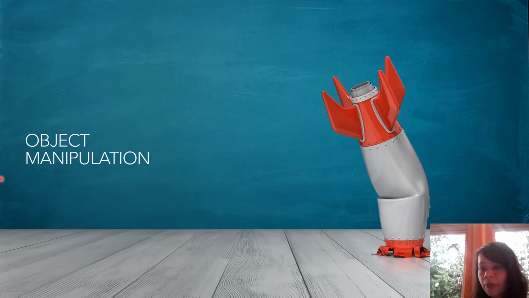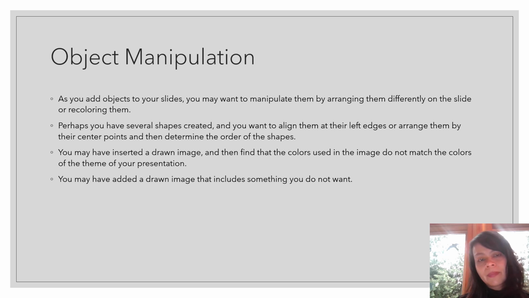Finally, we're going to look at the third part of this chapter, which is object manipulation. Okay, so as you add objects to your slides, you might want to manipulate them by arranging them differently on the slide or recoloring them. Maybe you have different shapes created and you just want to align all of them to the left edges or arrange them by their center points, or change the order of the shapes.